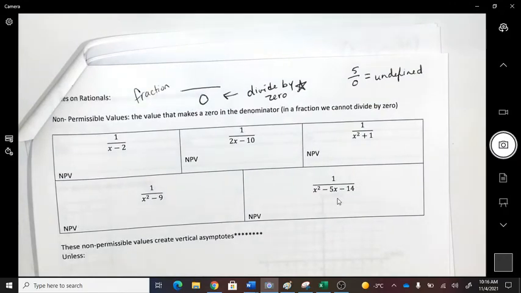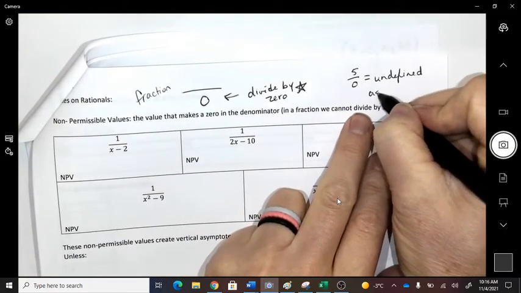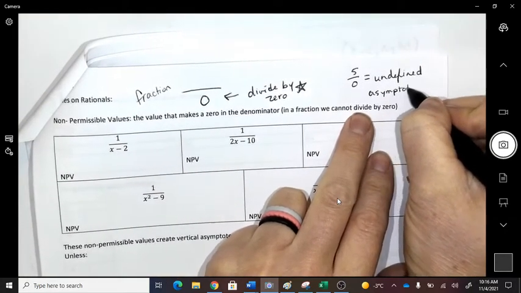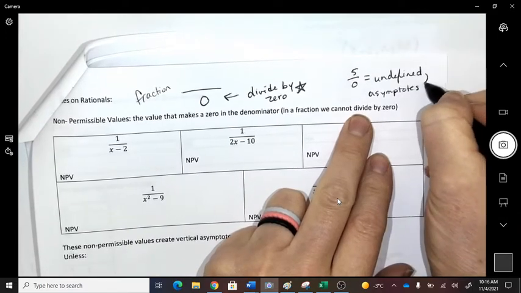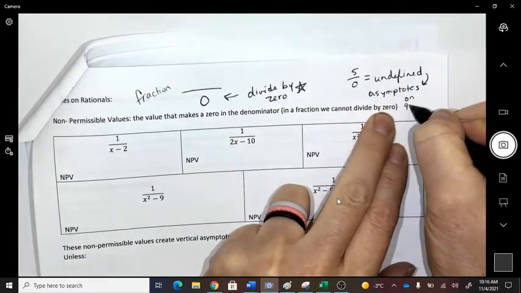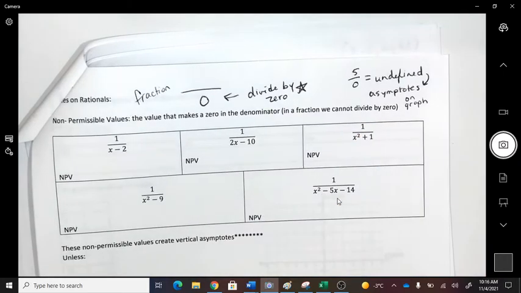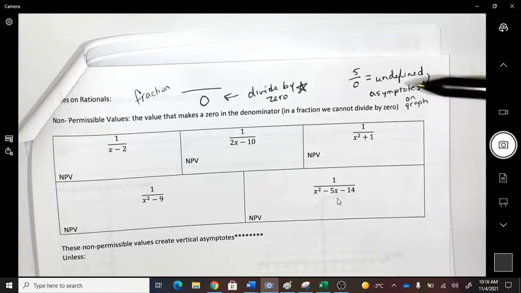Do you know what undefined values graph as? Asymptotes. Okay, so we're going to run into those ideas. So we did this on a reciprocal function, right? Because then, 1 divided by 0, we're making it undefined, so it's an asymptote.